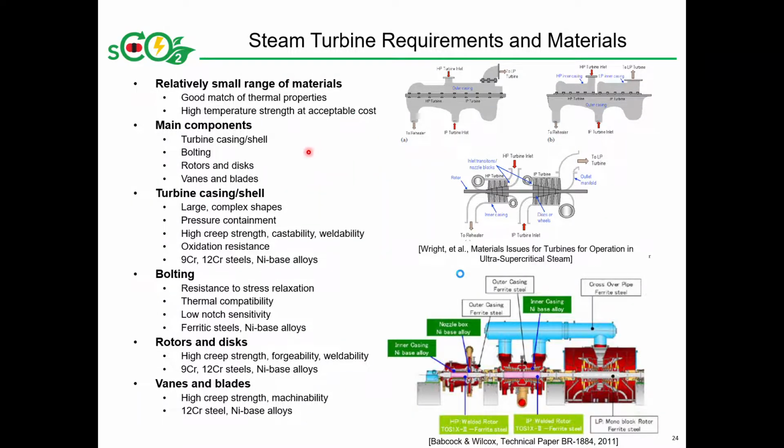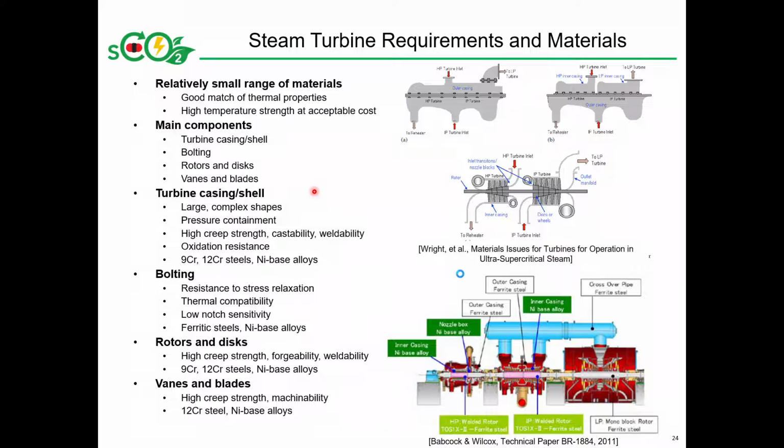So the main components for a steam turbine would be, for example, the turbine casing and the shell, shown here and here, the bolting to keep the top and the bottom casing together, the rotors and the discs, and then the aerodynamic vanes and the blades as well that are either attached to the casing or attached to the rotors and discs.